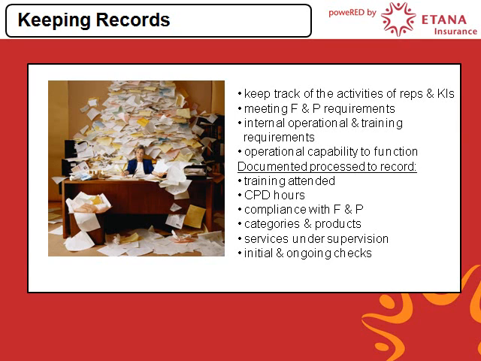There should be documented processes in place to record the training attended by representatives and key individuals, including training related to FICA requirements, the CPD hours and related activities, the compliance by representatives and key individuals with the applicable fit and proper requirements, such as qualifications, completion of regulatory examinations. The categories and products which representatives and key individuals are authorized to provide intermediary services for, all the information relating to services under supervision, such as the details of supervisors and supervisees, as well as the duration of the services. Initial and ongoing checks on the fitness and propriety of representatives and key individuals, such as honesty and integrity.